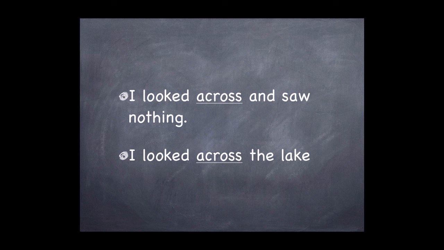I looked across and saw nothing. Now, I looked across. This looks like a preposition. However, because there is no object of the preposition, this is an adverb. In the one below it, I looked across the lake. Now we've added the word lake. We've added the word the, and we've added lake with it. Lake being the object of the preposition, making across a preposition.